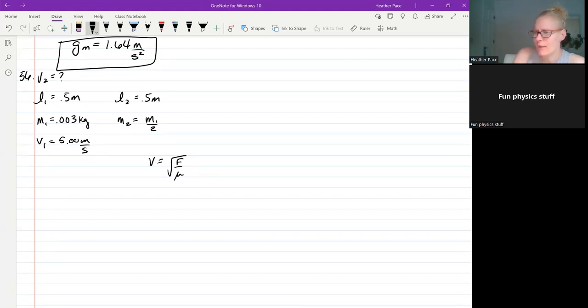Yeah, I think that's all we need to solve this one. Okay, so V equals the square root of F over mu. Mu1 we'll just do right away because we're going to need it. And that is 0.003 all over 0.5. Mu2 is M1.